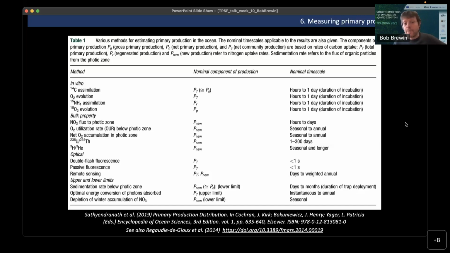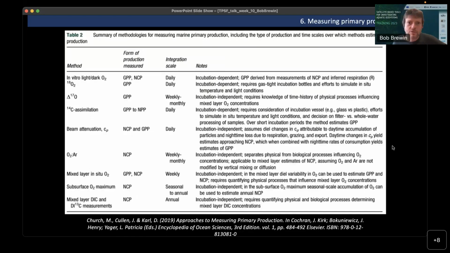In the same book, Encyclopedia of Ocean Sciences, there's also another chapter by Church, Cullen and Karl, which also talk about some of these other techniques as well, optical techniques, as well as the standard 14C methods and so on and so forth. So if you're interested in the subject and want to learn a bit more about how we measure this in the sea directly, then I really strongly suggest you have a little look at these two book chapters.